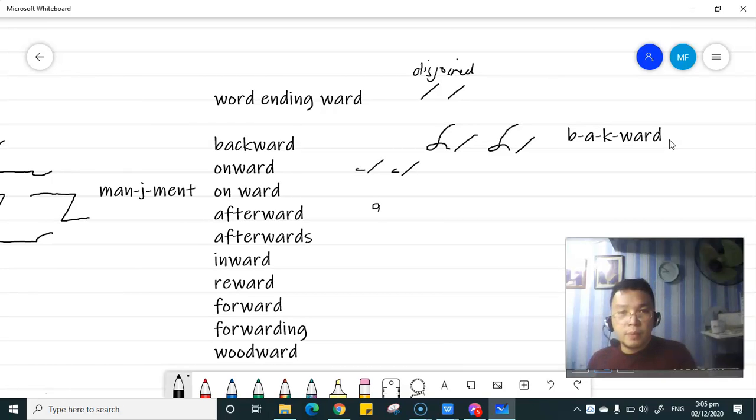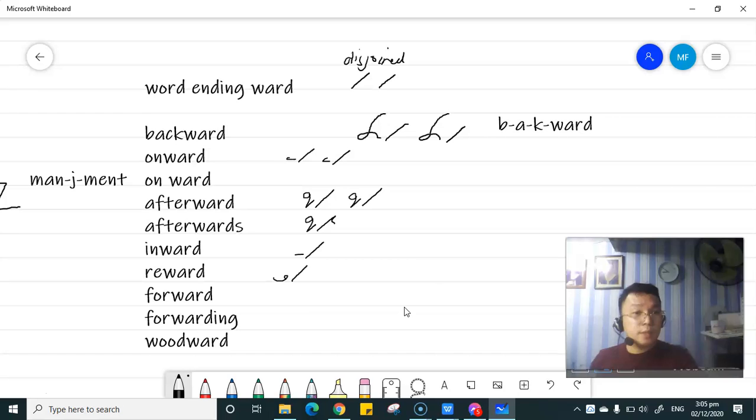Of course, the brief form after, then ward. Afterward. Okay. Afterwards, just put S. Okay. Inwards. Inward. Reward. Okay. As you could see, or as you could notice, why does the word beginning re have an E symbol? Because the next symbol is going upward. As simple as that. That is the joining principle.